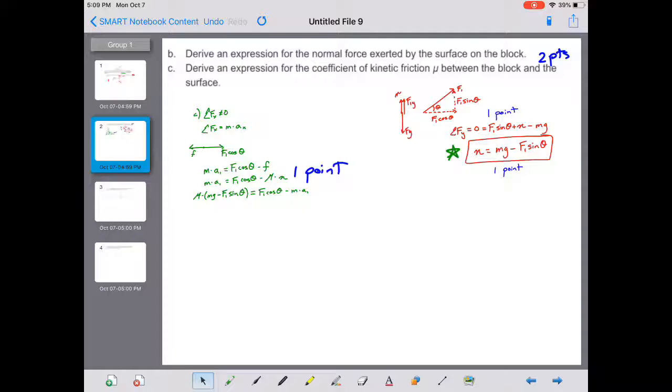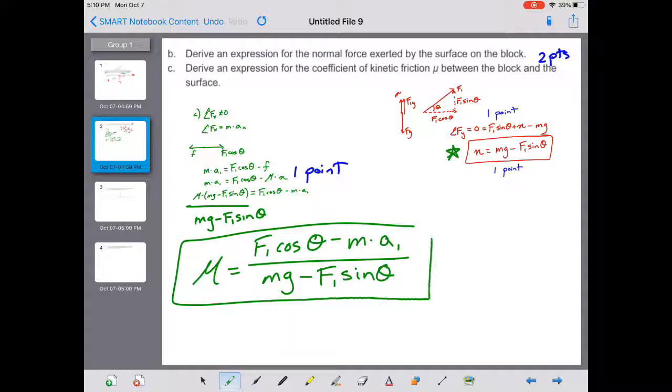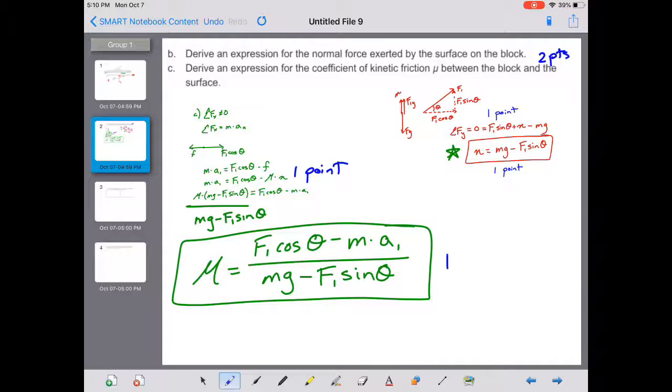All right. Now all I need to do is simplify that expression to get mu by itself. So I'm going to divide by mg minus F1 sine theta, and I get that mu is equal to F1 cosine of theta minus m times A1 divided by mg minus F1 sine of theta. Boom. There is your second point on part C. Second point.